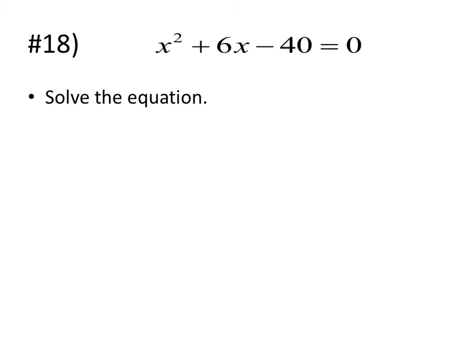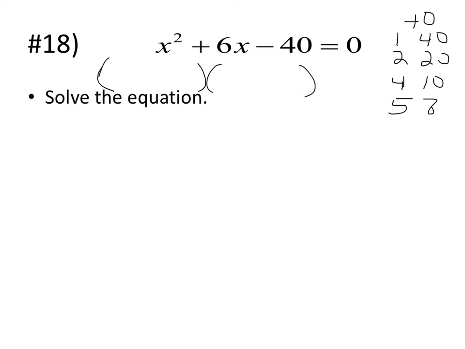Alright, here you actually have to factor before you can solve. So check to see if there's a GCF. There is not. So you're going to multiply your coefficient of your first and last to get 40. List your factors of 40. Okay, figure out which of your factors are going to give you that middle number. So no, no, yes, and no.